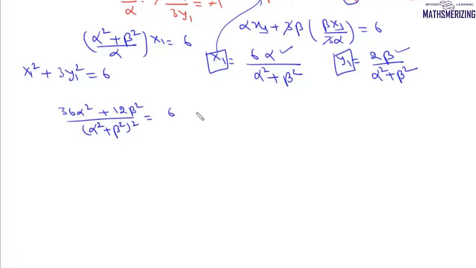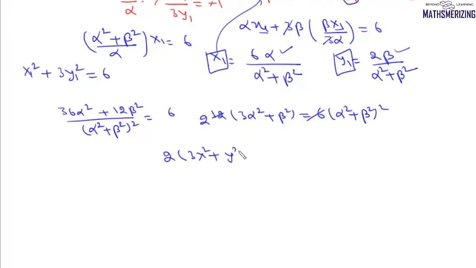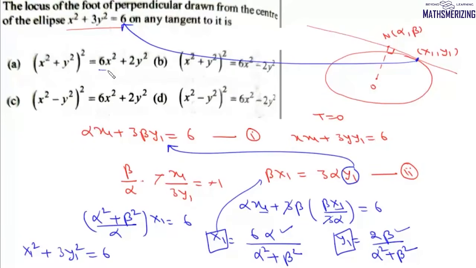So we can write this as 12 times (3 alpha square plus beta square), and this is 6 times (alpha square plus beta square) whole square. We can cancel 6 with 12. So this required locus will be 2 times (3x square plus y square) equal to (x square plus y square) whole square. 2 times (3x square plus y square) is 6x square plus 2y square, and then (x square plus y square) whole square, and that's your option number A.